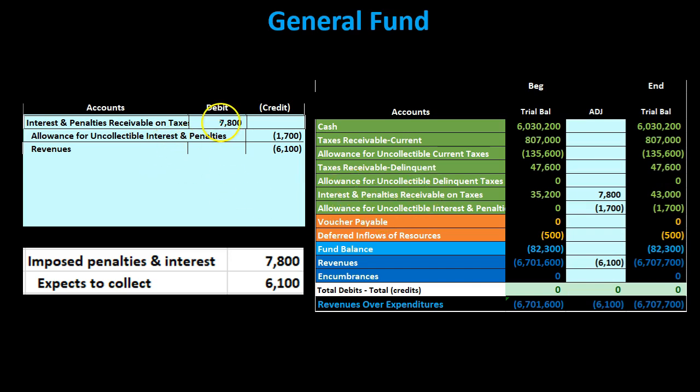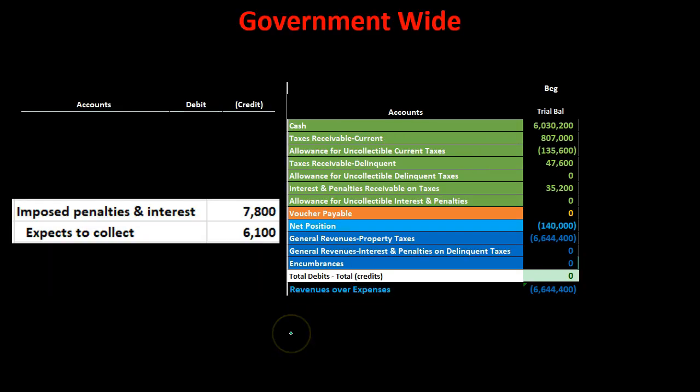We're going to increase with a debit the receivable. So that would make sense. We're going to increase the allowance. That would make sense. That's similar to us basically invoicing a client. And then the credit is going to go to the revenue account, which again is what we would basically expect from this transaction. How about the government-wide activity?